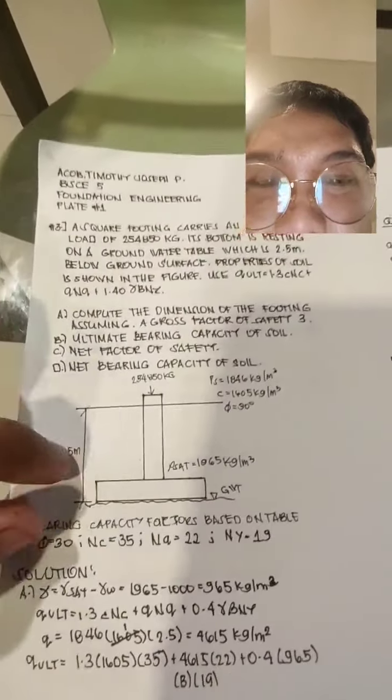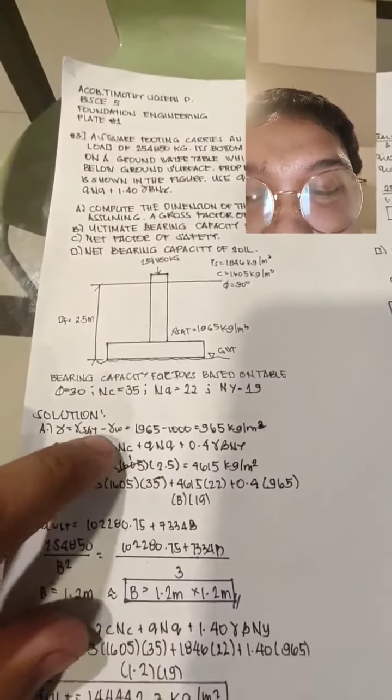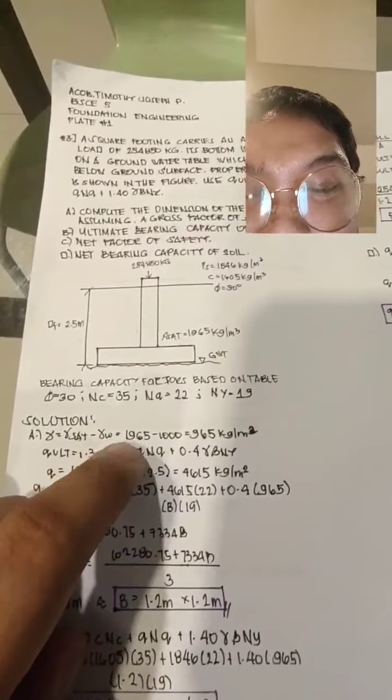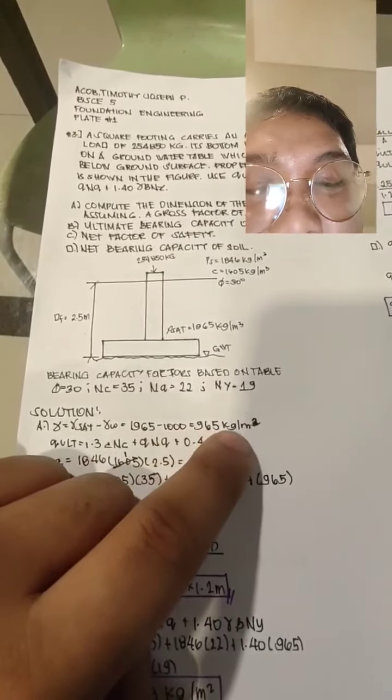So we have the figure here, and this is the Df of 2.5. So we have here the solution: gamma is equal to gamma sat minus gamma of water, is equal to 1965 less 1,000, is equal to 965 kg per cubic meter.